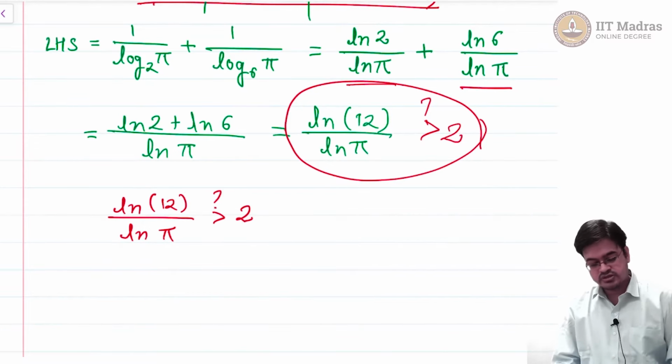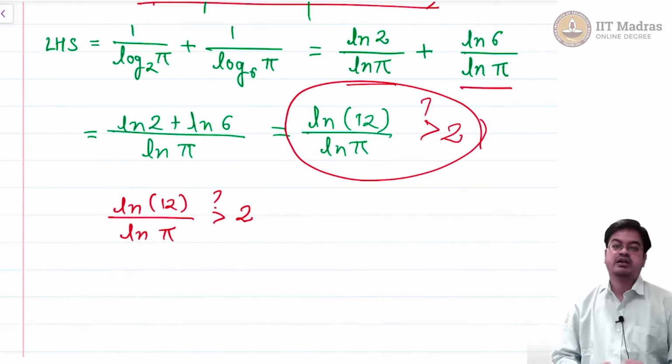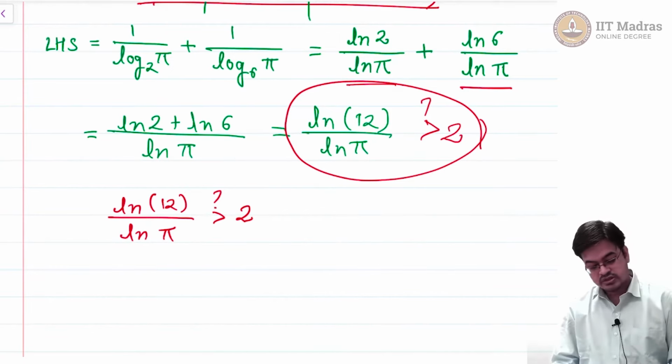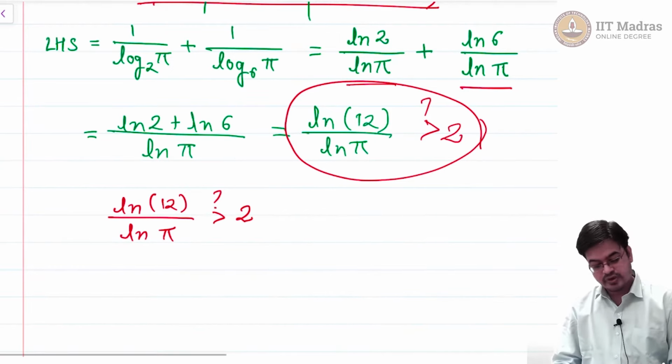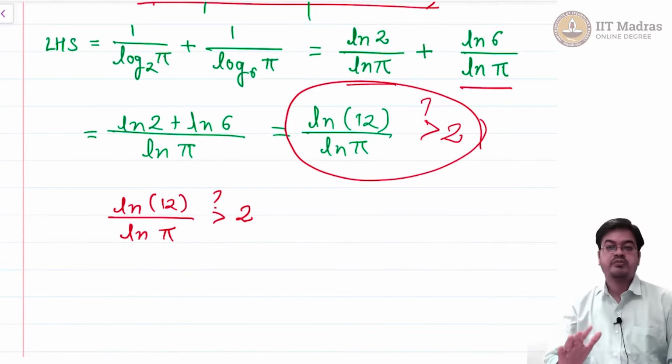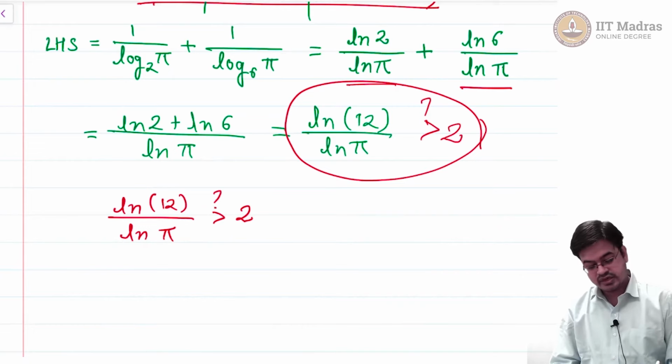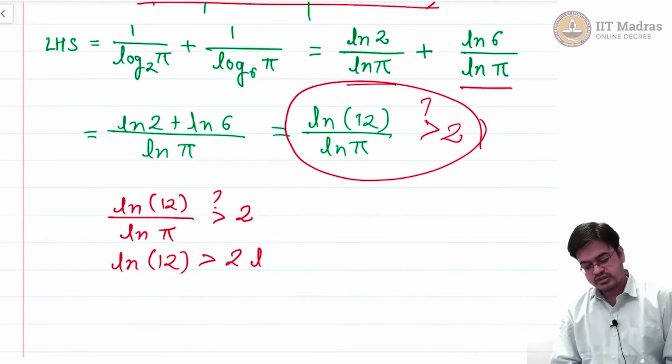I don't know whether this is true or not, but I know ln of pi is a non-zero number. Okay, is ln of pi positive or negative? It is positive. So I can simply multiply throughout by ln of pi. So ln of 12 greater than 2 times ln of pi.